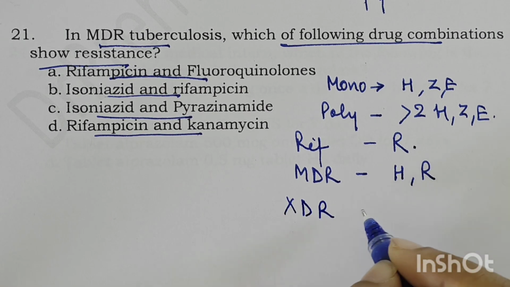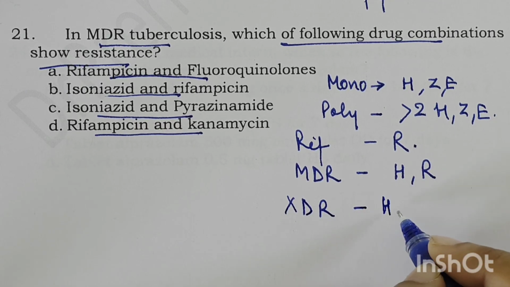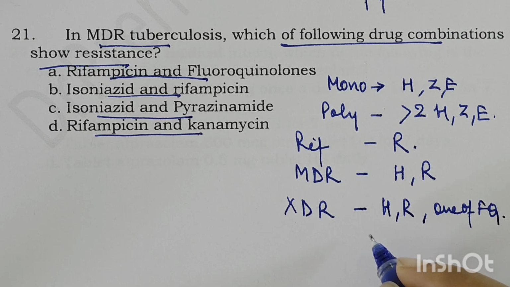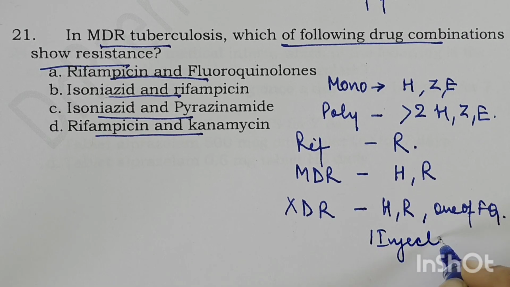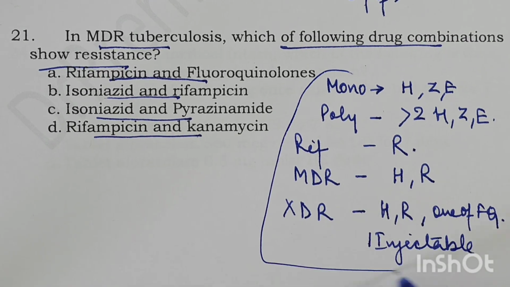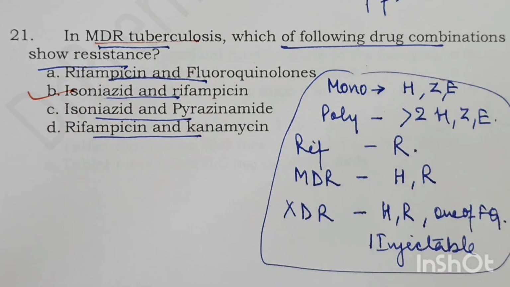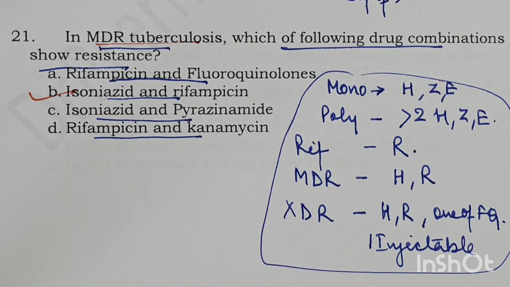And XDR, what is XDR? XDR or extensive drug resistance is resistance to isoniazid, rifampicin, one of the fluoroquinolones and minimum one injectable drug. So this is XDR. So please remember these classifications. So now here in MDR tuberculosis, the drug combination which shows resistance is isoniazid and rifampicin. So that is the correct answer.